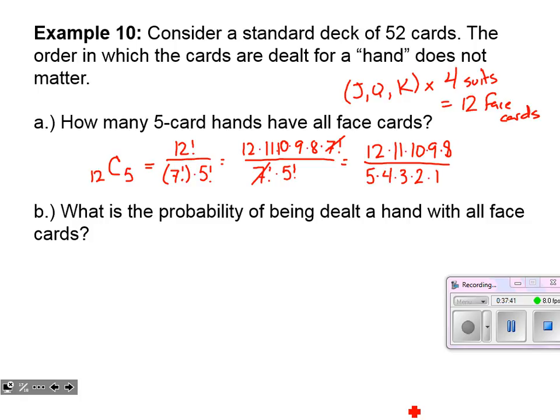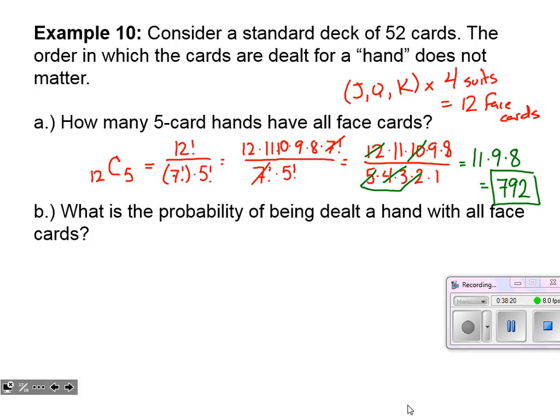And I'm just going to try and simplify this on the fly. Realize we could have done this a long time ago with the calculator, but I kind of like the challenge of doing them by hand. I noticed that in the denominator, I've got a 4 times 3, which is 12. And I've also got a 5 times 2, which is a 10. So I'm really just dealing with 11 times 9 times 8 all over 1, which is 792. So 792, if you used a calculator, that should be what you arrive at as well. 792 5-card hands that contain all face cards. And if you're playing poker, you're pretty excited to get all face cards in a hand.